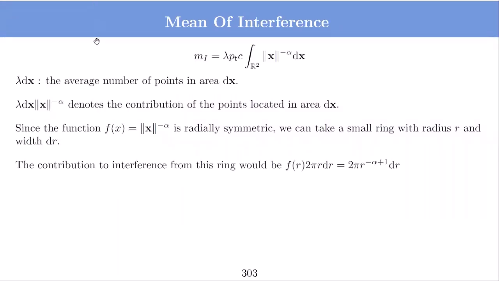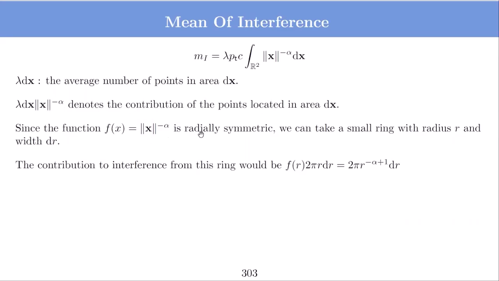If you look at this, lambda dx is the average number of points in the area dx, and lambda dx times the norm of x to the power minus alpha denotes the contribution to the interference of points located in the area dx. I'm not including P_t and c, but you can just add them also. They are just constants, and if you include them, that is the exact contribution of these points to the interference. But if you just look at the scaling behavior, let's ignore them for now.